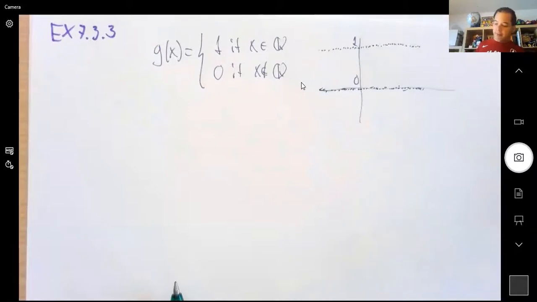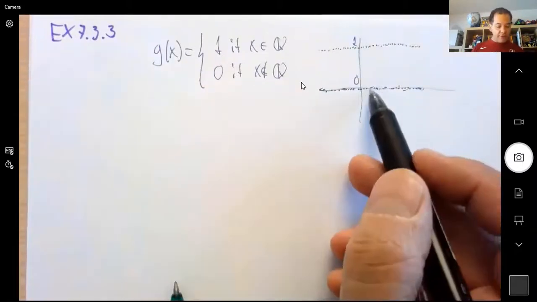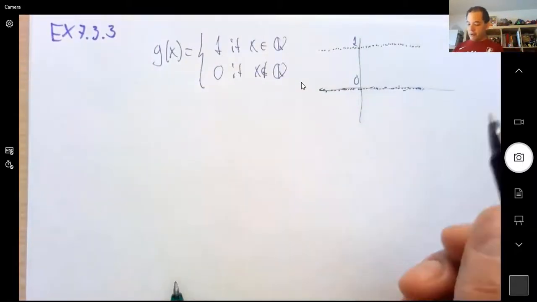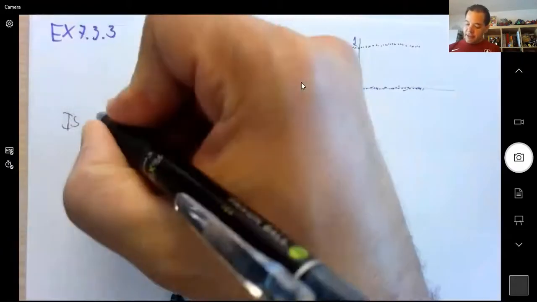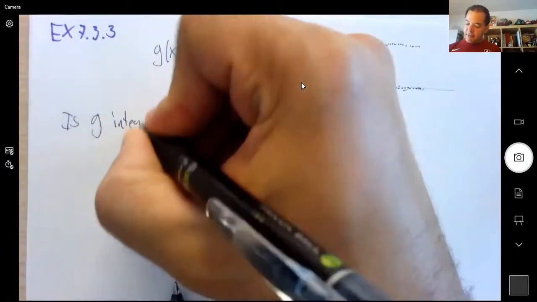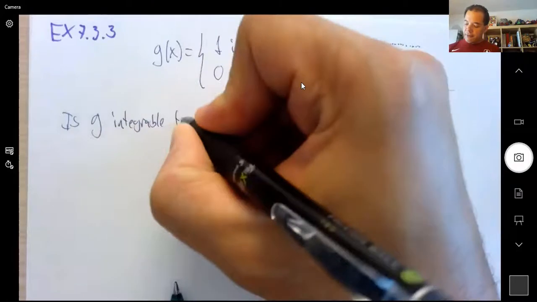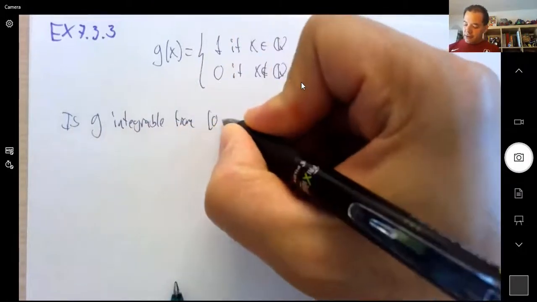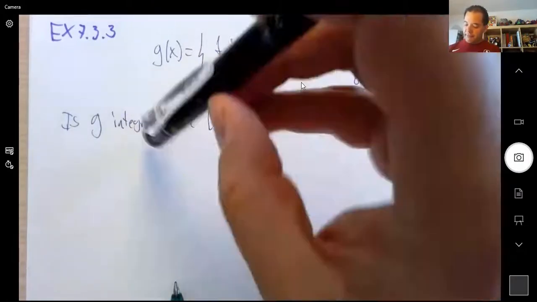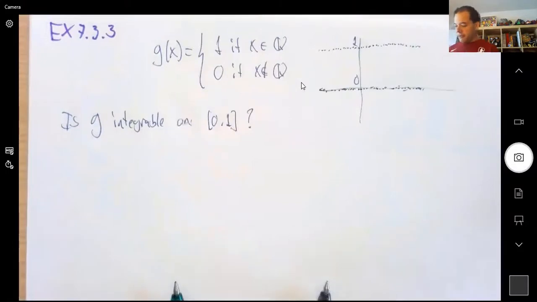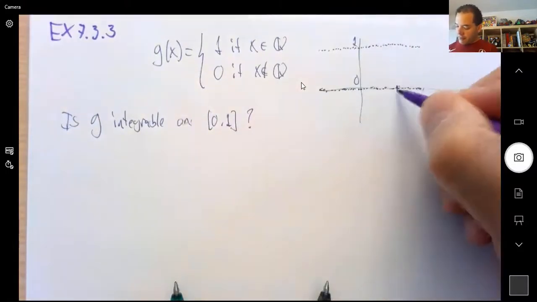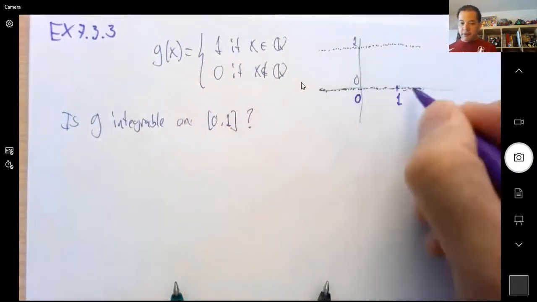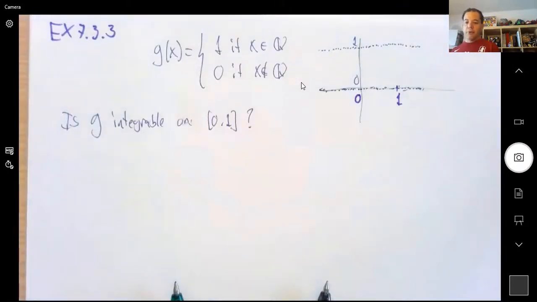Okay, so let's say we wanted to integrate this from 0 to 1. So is G integrable on 0, 1? So between 0 and 1 over here. Well, how would we do it?